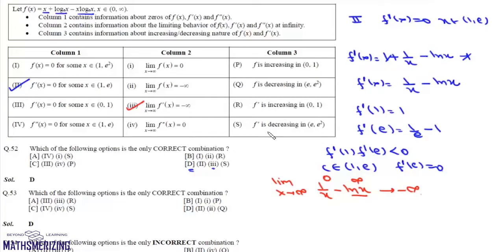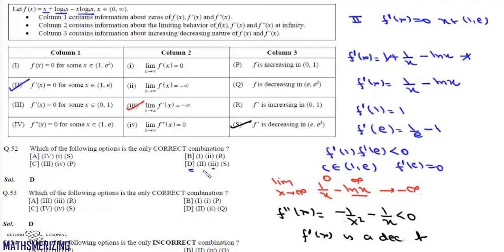Now what about s? It says f' is decreasing in e to e². Now for that we have to find f''(x). Now f''(x) will be minus 1 upon x² minus 1 by x. Now this is negative and this is negative, so it will be less than 0. So if second derivative is negative, that means f'(x) is a decreasing function. So f' is decreasing in e to e². So all the three combinations, second, third and s, they're correct. That means this is your option D.